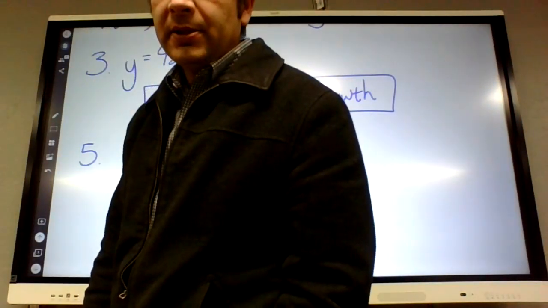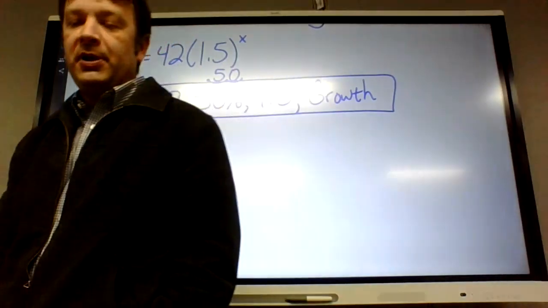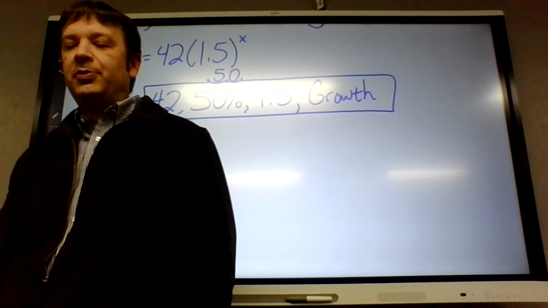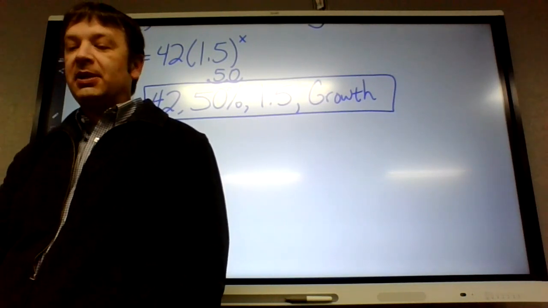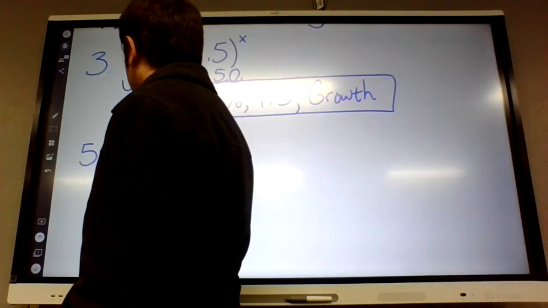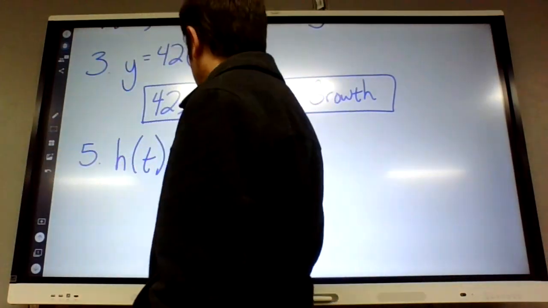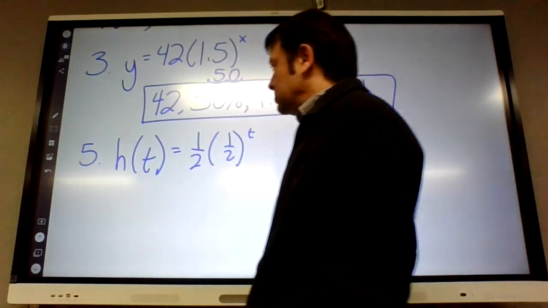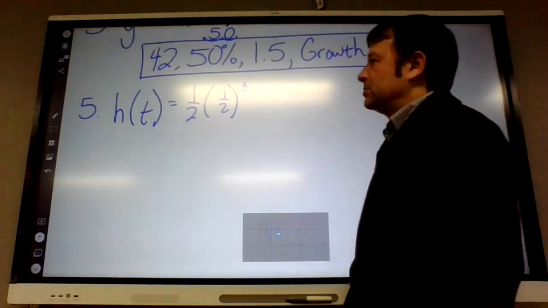Okay, number 5. 1/2 to the t. On number 4, there is no number in front of the parentheses. So what number do you think is in front of the parentheses? 1. Because 1 times anything is just the same. So that's like an invisible 1 there. All right, number 5. 1/2 times 1/2 to the t. Okay, what is the initial amount?